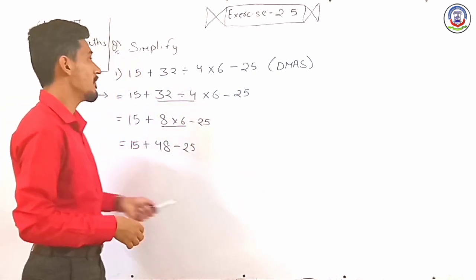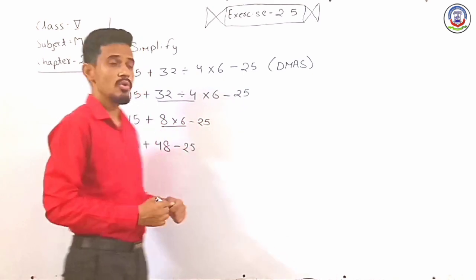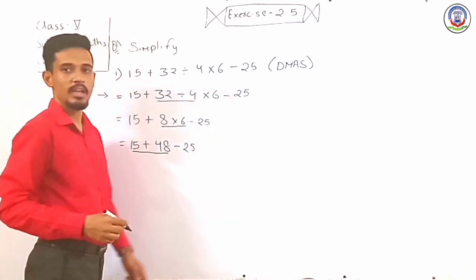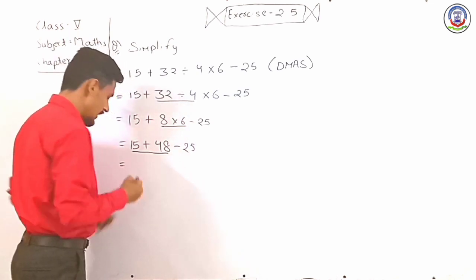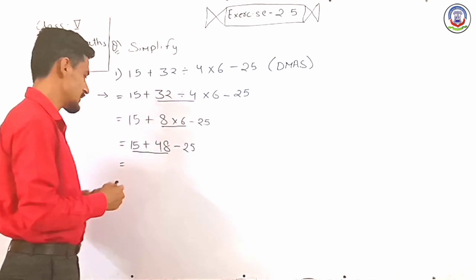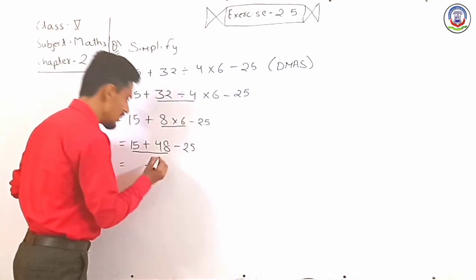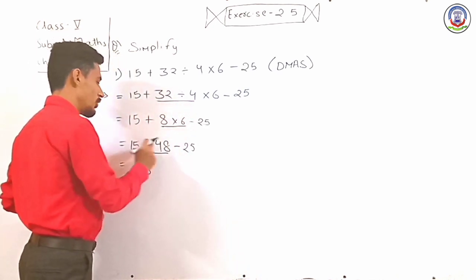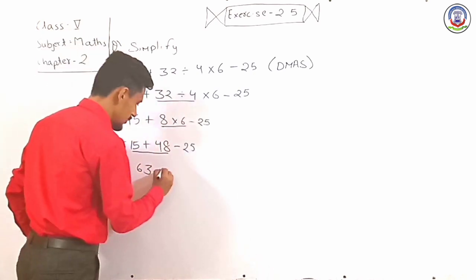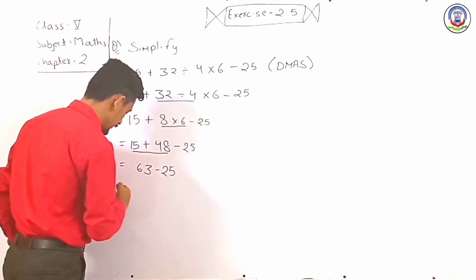Now we have addition. So here is the addition: 15 plus 48. 8 plus 5 is 13, so 3, and 1 goes to carry, and 1 and 4 is 5, so it is 63 minus 25.